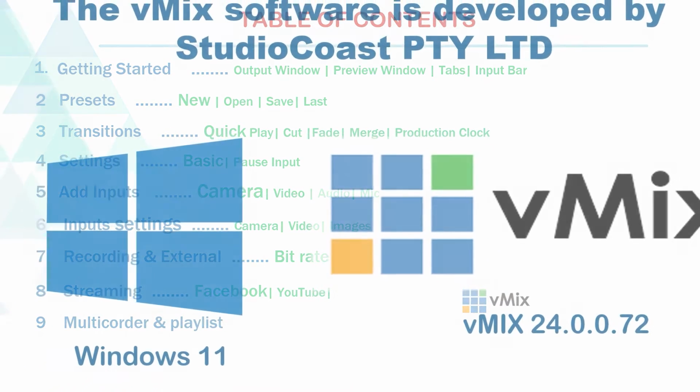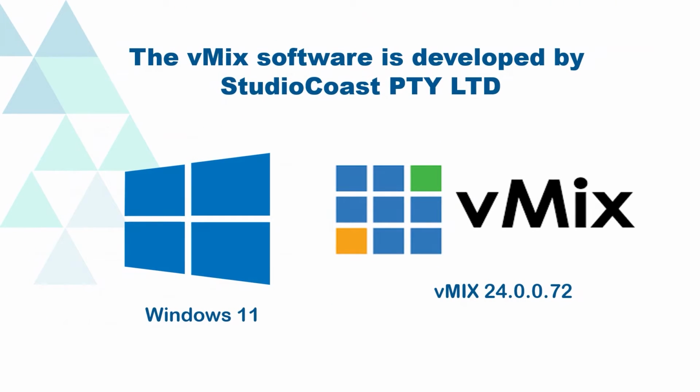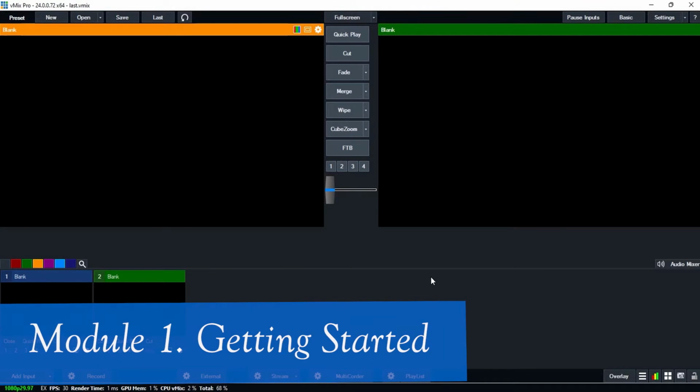The vMix software is developed by a company called Studio Coast Pty Limited, and the current stable version available at the time of recording this video is 24.0072. That is the version we are going to use throughout this tutorial, and we are going to use it on the Windows 11 operating system. But don't worry if you don't have the latest version. If you are using Windows 10, Windows 8 with vMix 23, 22 or even 20, you can still follow along with this tutorial. Module 1, getting started.